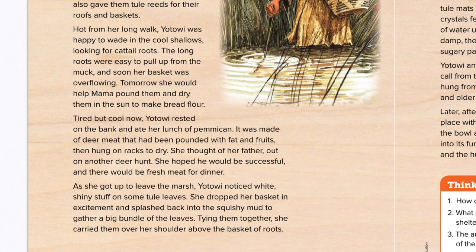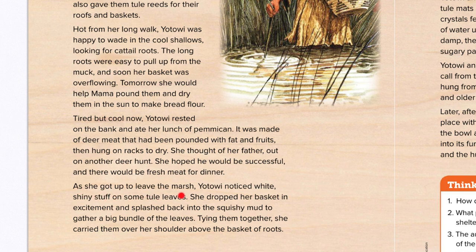Hot from her long walk, Yotowi was happy to wade in the cool shallows looking for cattail roots. The long roots were easy to pull up from the muck, and soon her basket was overflowing. Tomorrow, she would help Mama pound them and dry them in the sun to make bread flour. Tired but cool now, Yotowi rested on the bank and ate her lunch of pemmican. It was made of deer meat that had been pounded with fat and fruits then hung on racks to dry. She thought of her father, out on another deer hunt. She hoped he would be successful, and there would be fresh meat for dinner.